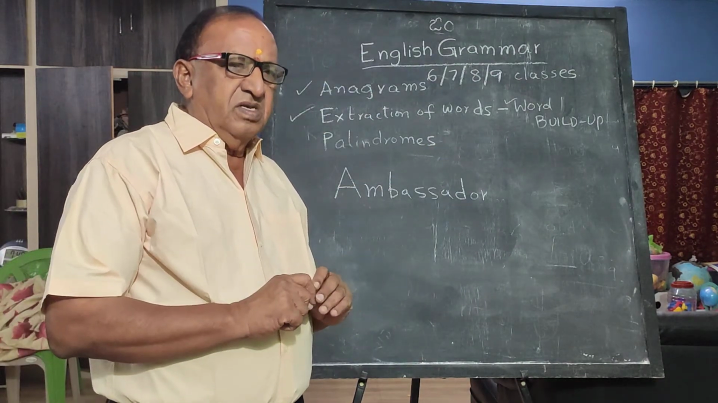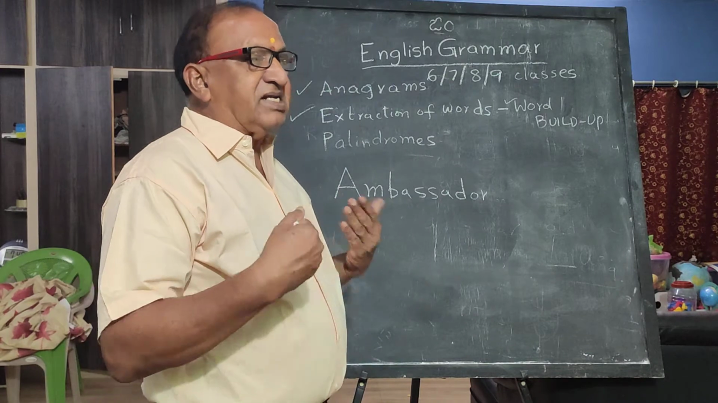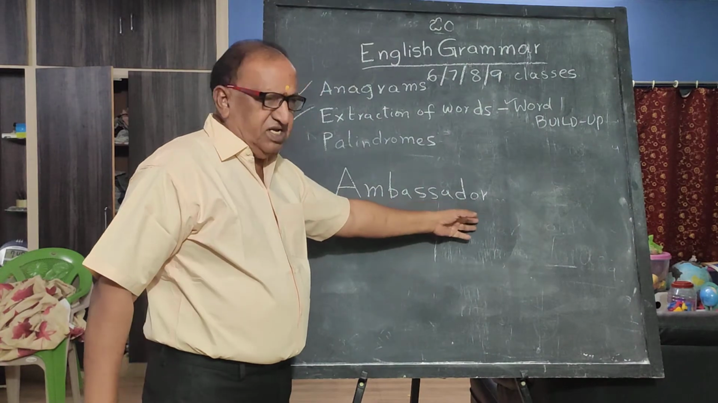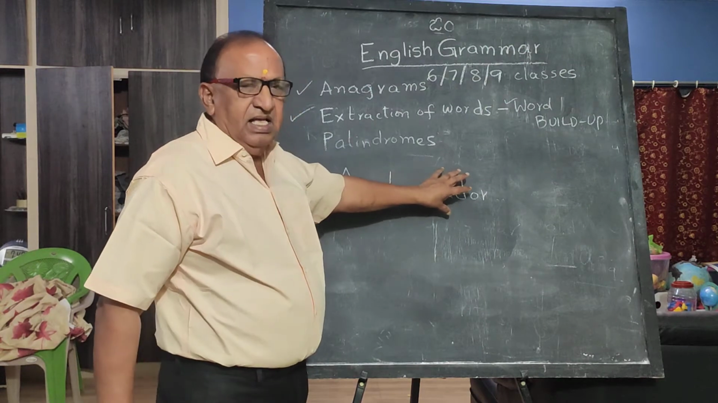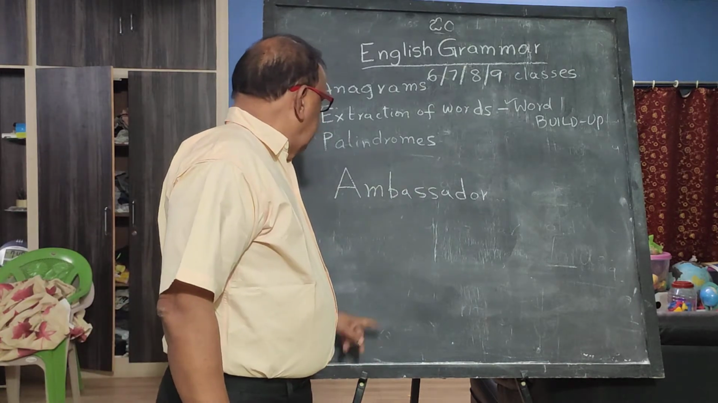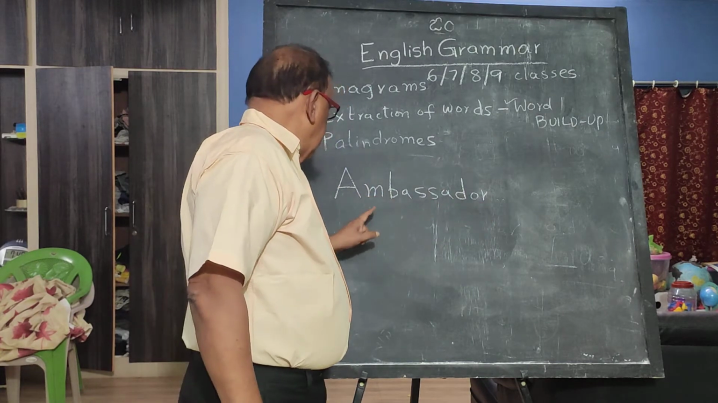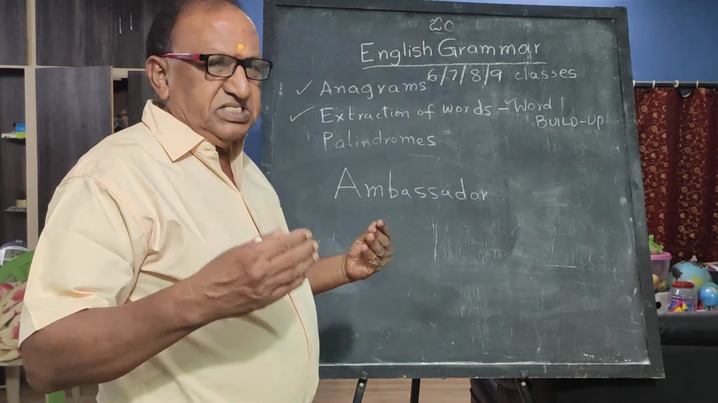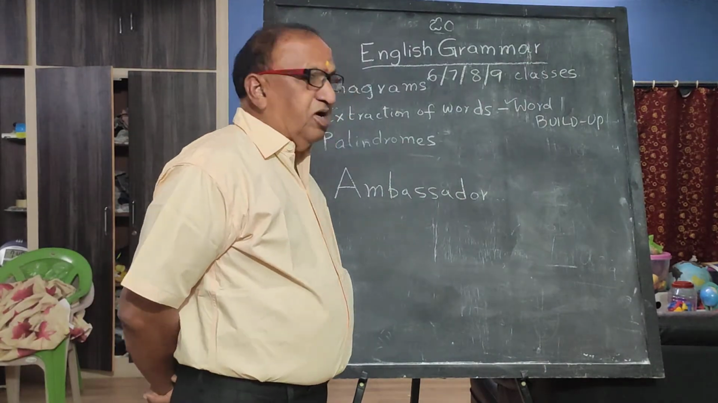In the word buildup, you can change the order. You can also use as many letters as you can from the given word. You cannot bring in, for example, in ambassador there is no P, so you cannot bring in P. All you have to do is select the letters only from this. And you can use a particular letter. For example, there is only one B, only one D, only one R, and only one M. If you want, you can bring as many of those letters as possible. No problem. So, this is the word buildup.